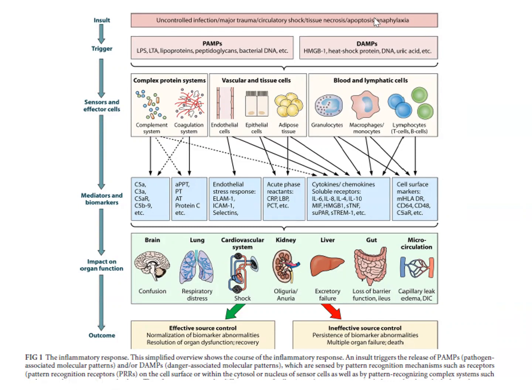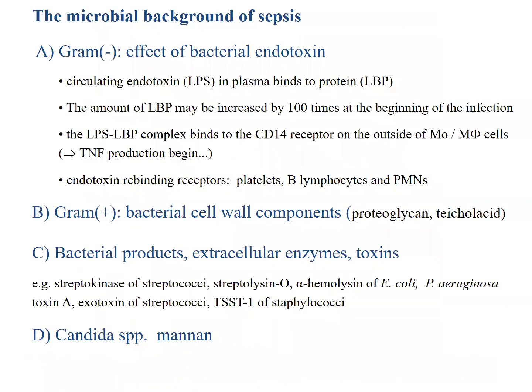After that, inside the body, we can find many changes, and we can monitor or check some of them. And unfortunately, later, when we find organ dysfunctions, of course we can also check these steps with different parameters. But if we focus on the microbiological background of sepsis, on this slide you can see what can be the trigger for this process.